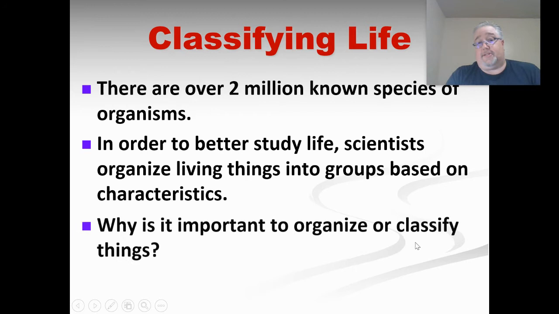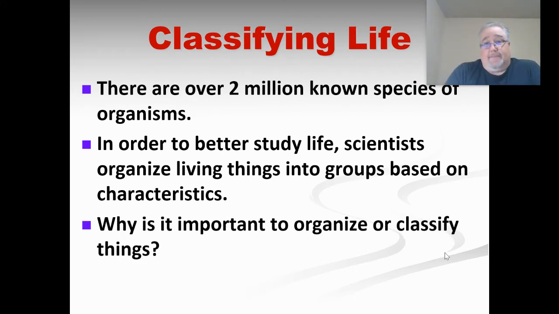So, in order for us to really understand how we classify life, I think it's important to understand why we should even classify things in the first place. Why should we take these 2 million species and put them into different categories? That's what classifying is, right? So, think about this.